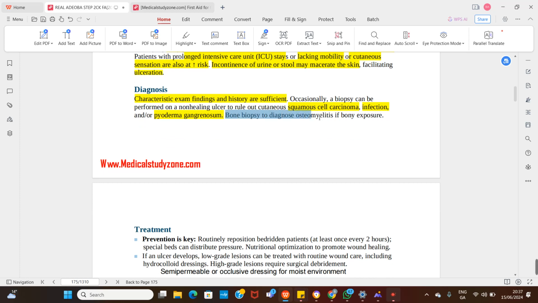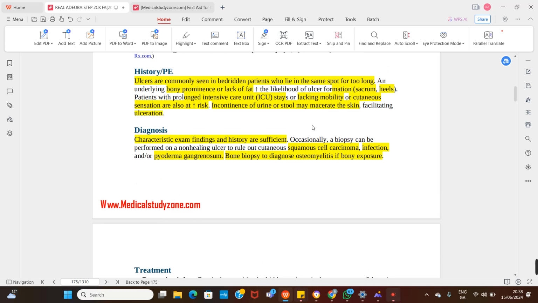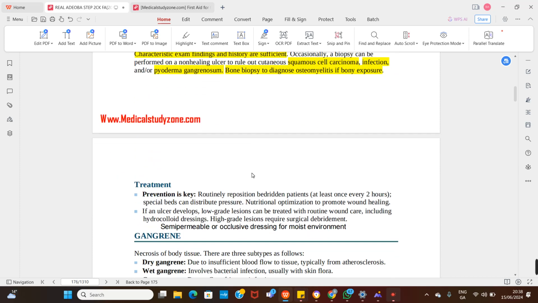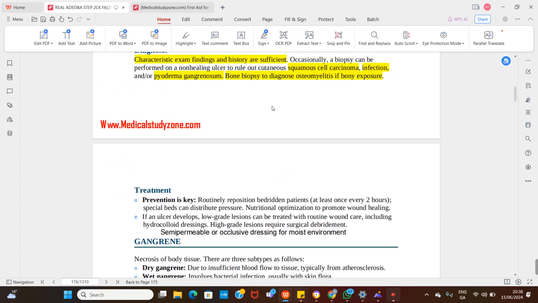You can also do a bone biopsy to diagnose osteomyelitis if there's a bony exposure, which will occur in what stage? In what stage are we going to see osteomyelitis? I know we are saying stage 4. So very important that the stage at which we are going to see the bone is stage 4.